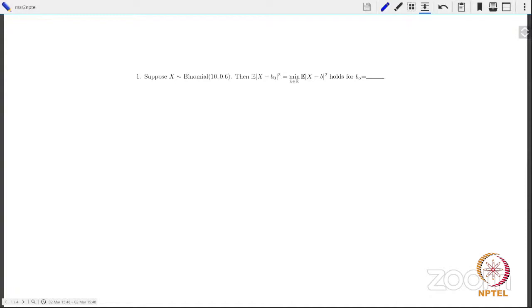Yeah. So can we just try this problem? I don't know if you can see the problem. I'm not sure.